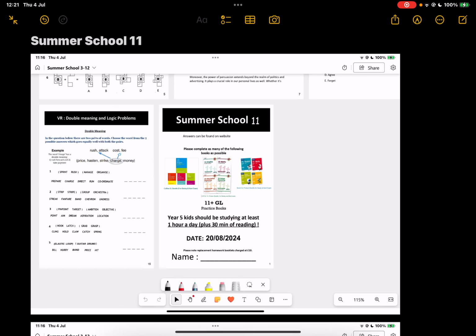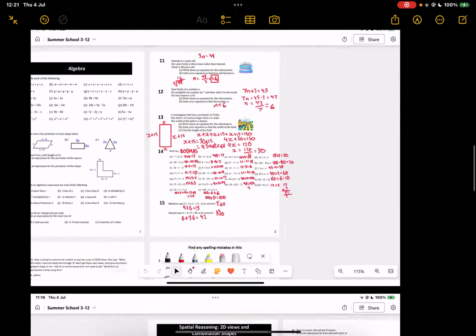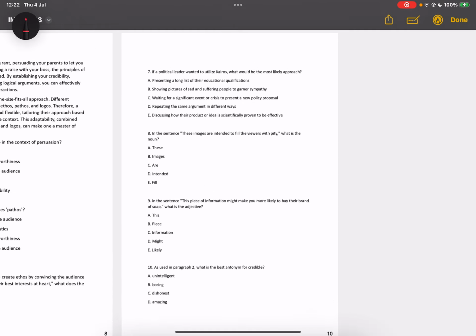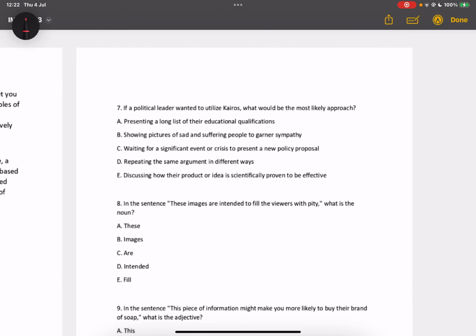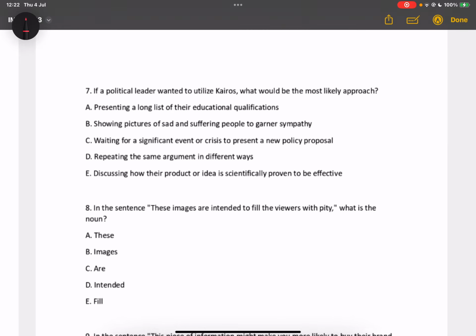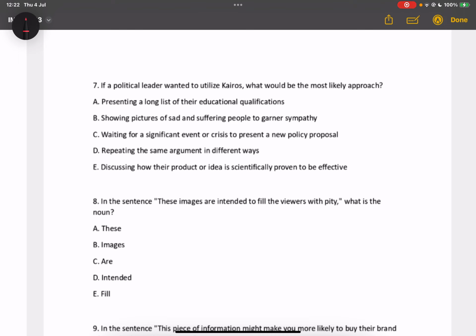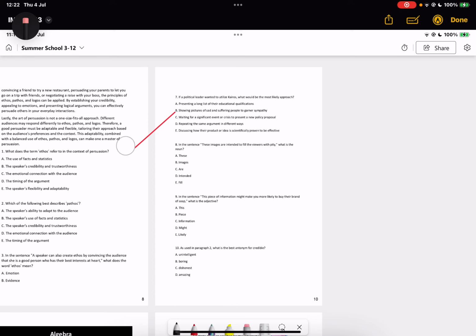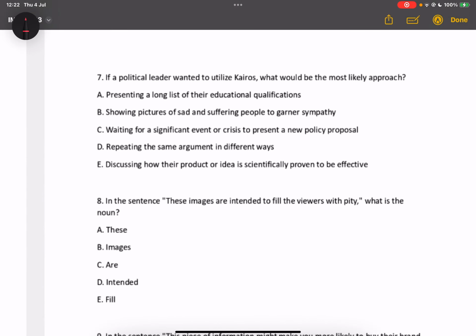So, let's go back down here. If a political leader wanted to utilise Kairos, what would be the most likely approach? A, presenting a long list of their educational qualifications, they could. B, showing pictures of sad, suffering people to gather sympathy. No. Yeah, so not B. C, waiting for a significant event or crisis to present a new policy proposal.